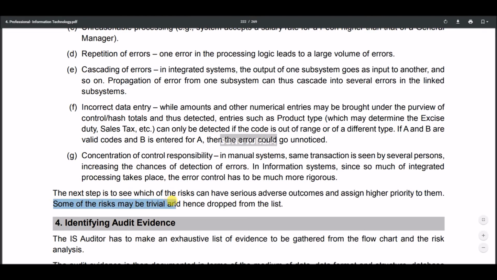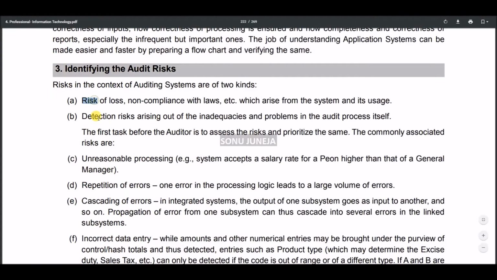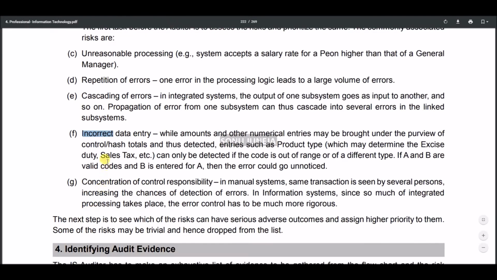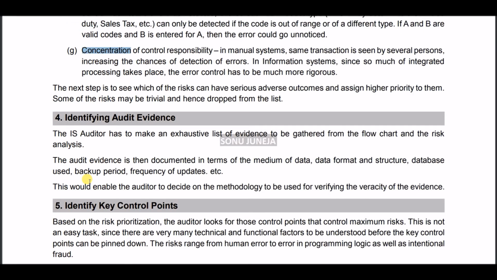Some of the risks may be trivial and hence dropped from the list. So आपके audit risk में risk of loss, detection of risk, unreasonable processing, repetition, cascading, incorrect data entry, concentration of control responsibility. Now you have to identify the audit evidence.